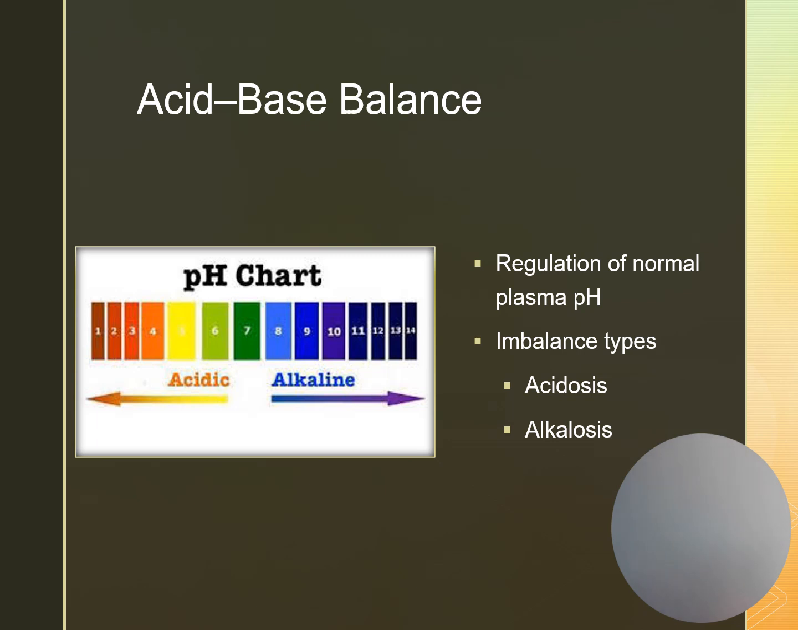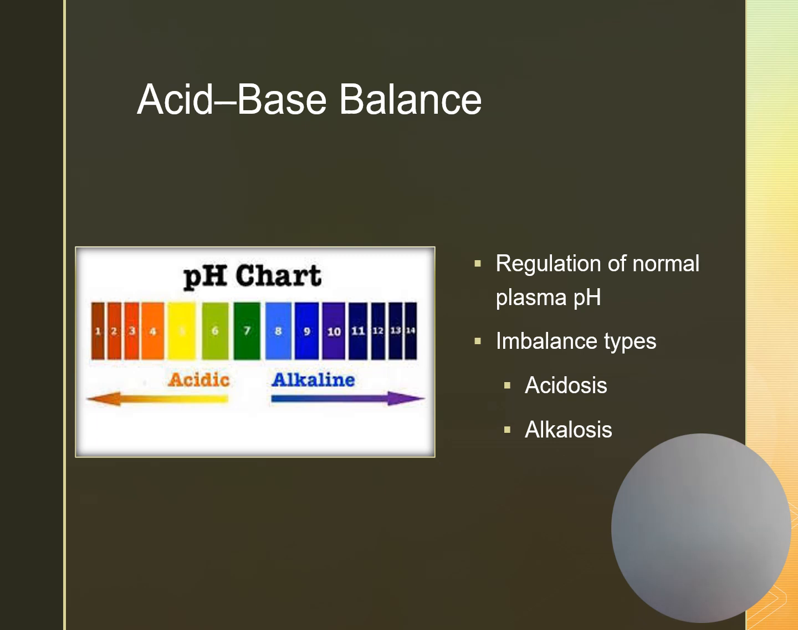An acid-base imbalance can be life-threatening. These imbalances can be accompanied by fluid and electrolyte imbalances. Regulation of the normal plasma pH is going to be 7.35 to 7.45. We consider that normal. But we have to look at the carbonic acid, the H2CO3, and bicarbonate, or the HCO3.